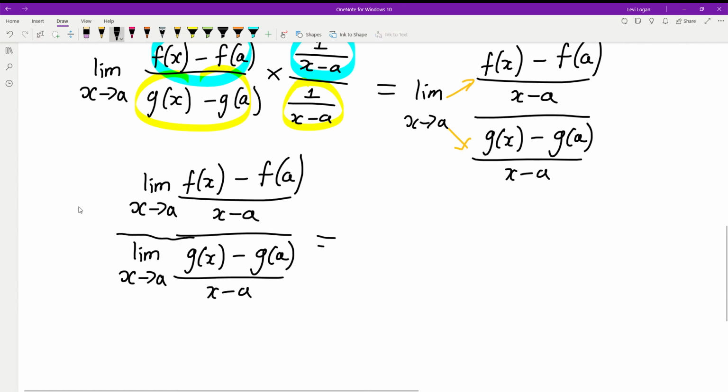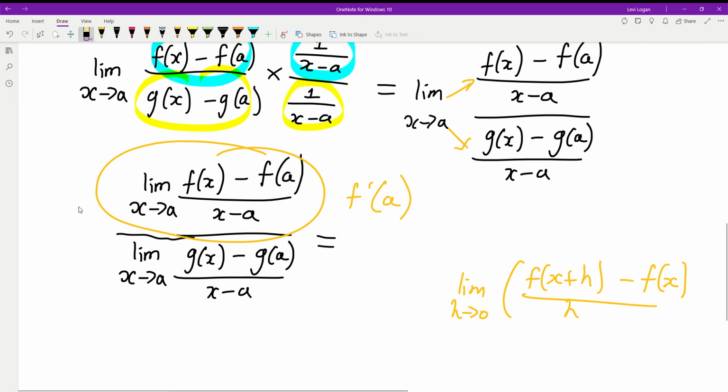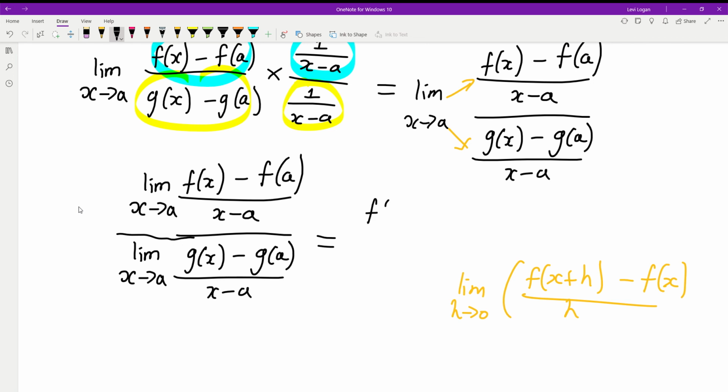Okay? Now this is the definition of f dash of a, pretty much, because this is the first principles. So if you remember from the first principles, you have the limit as h goes to 0 of f of x plus h minus f of x over h, pretty much. This is the exact same setup, except we're plugging in a certain point. So this is the derivative of f at the value of a. So this is equivalent to f dash of a. And likewise here, this is just g dash of a.